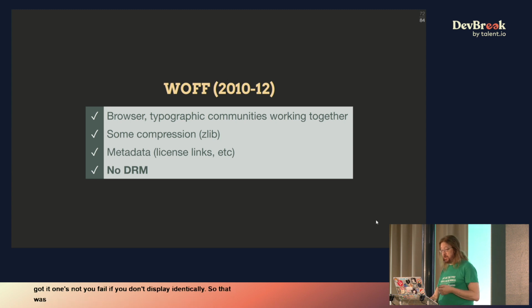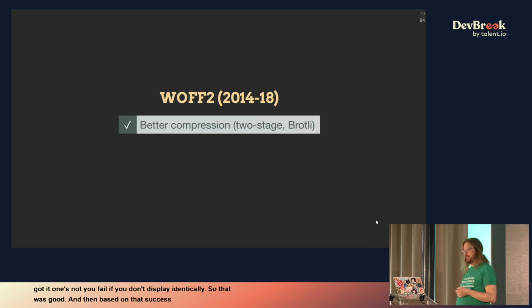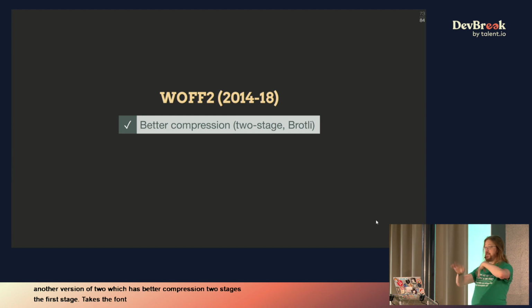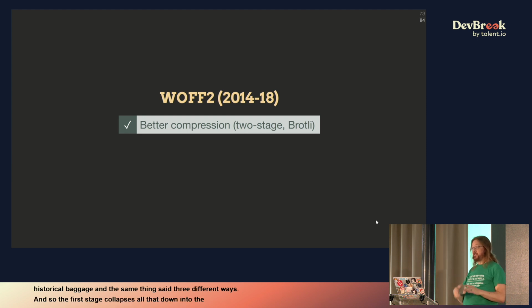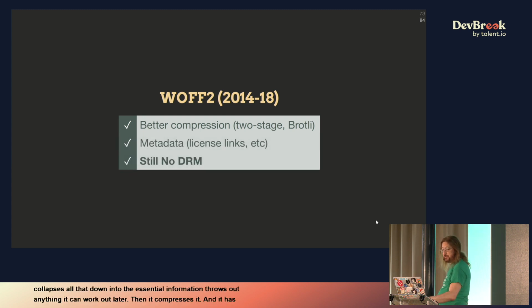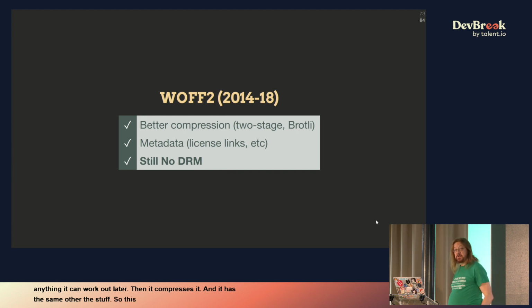So that was good. And then based on that success, we produced another version, WOFF2, which has better compression, in 2 stages. The first stage takes the font, and fonts are kind of an in-memory representation, and they've got all sorts of historical baggage, and the same thing said 3 different ways. And so the first stage collapses all that down into the essential information, throws out anything it can work out later. Then it compresses it, and it has the same other stuff. So this actually had a really good effect.